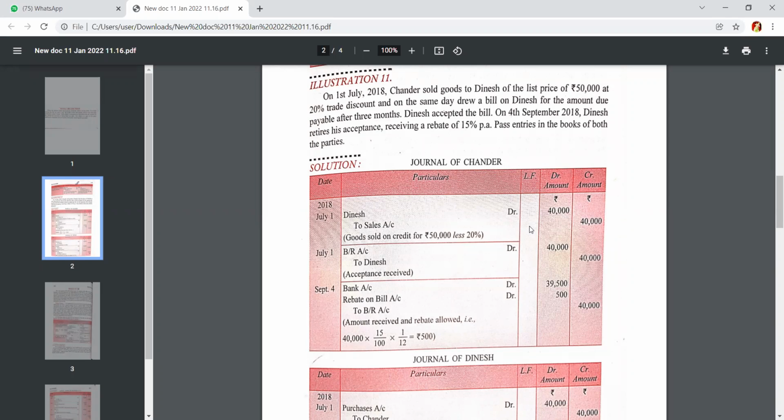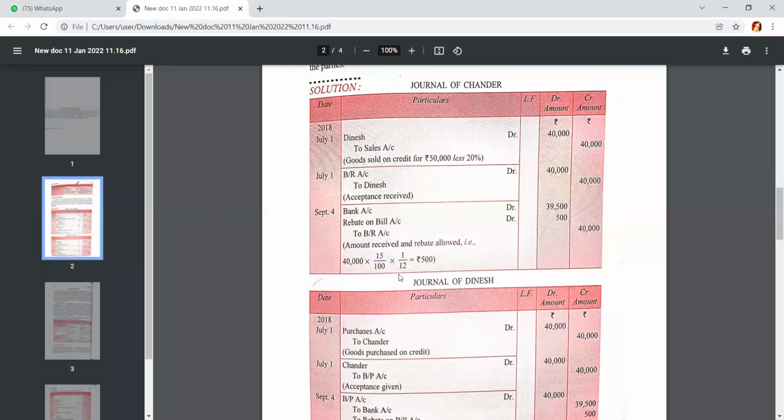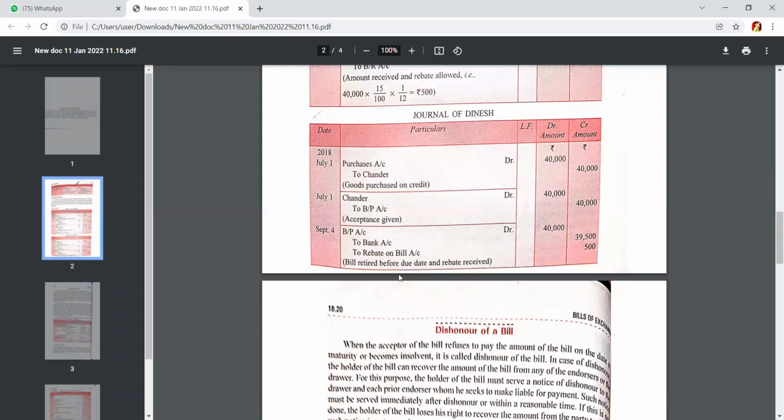Now, the BR is to be drawn over there on the same date. On 1st July, the BR is drawn and the entry will become: bills receivable account debit, to Dinesh account. These two entries are to be passed in the books of the drawer.